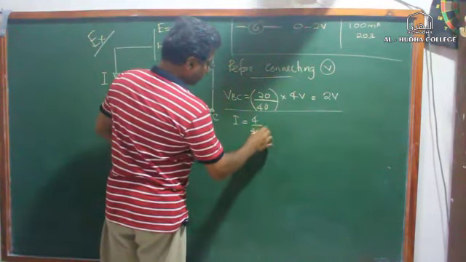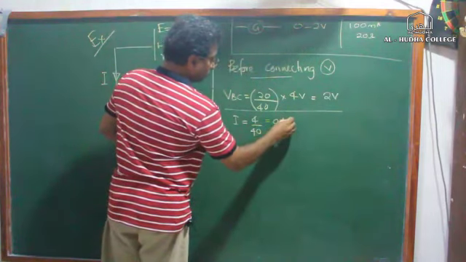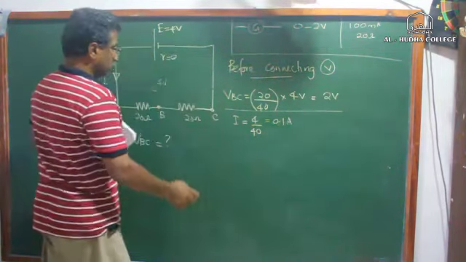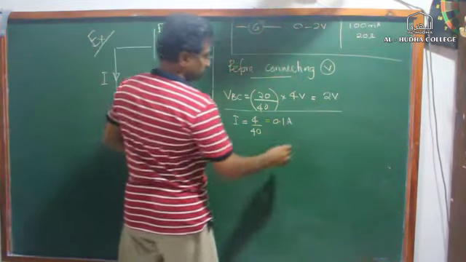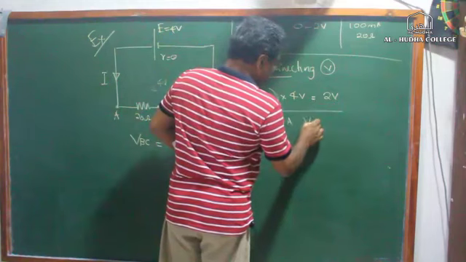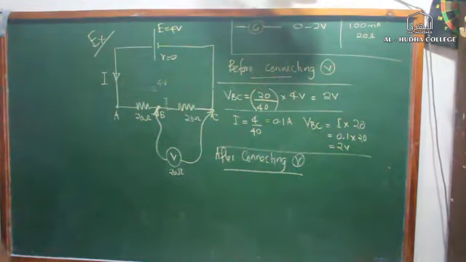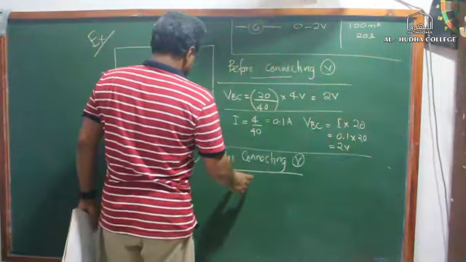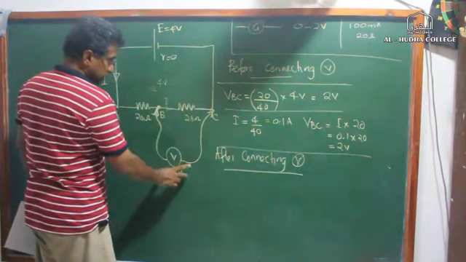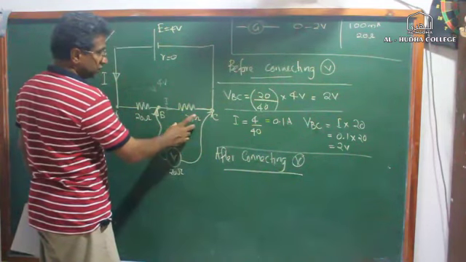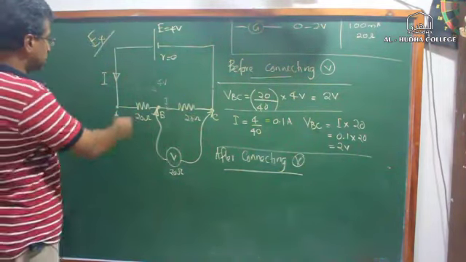4 divided by 40, that is 0.1 ampere. Now VBC is I into... Now after connecting the voltmeter, the circuit condition is changed, because we are introducing another 20 ohm in parallel with the existing 20 ohm. Now the current is changed.